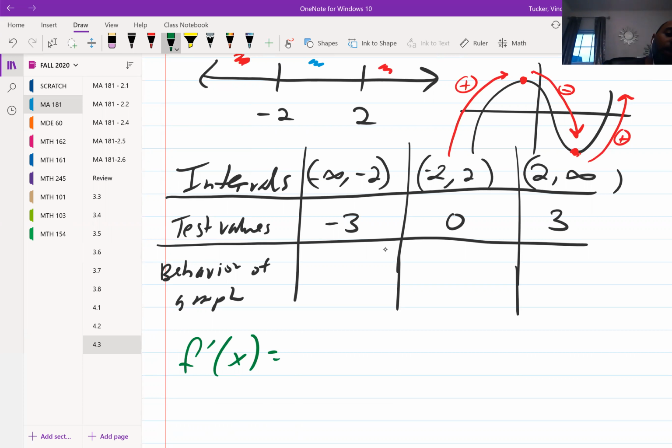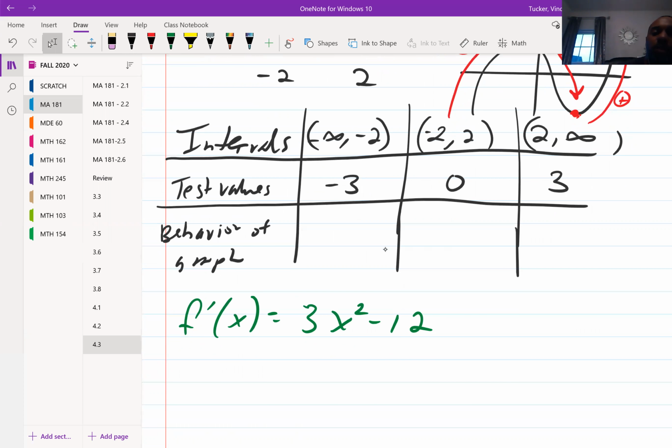f prime of x is 3x squared minus 12. So this is a simple one to plug in. Take our test values.